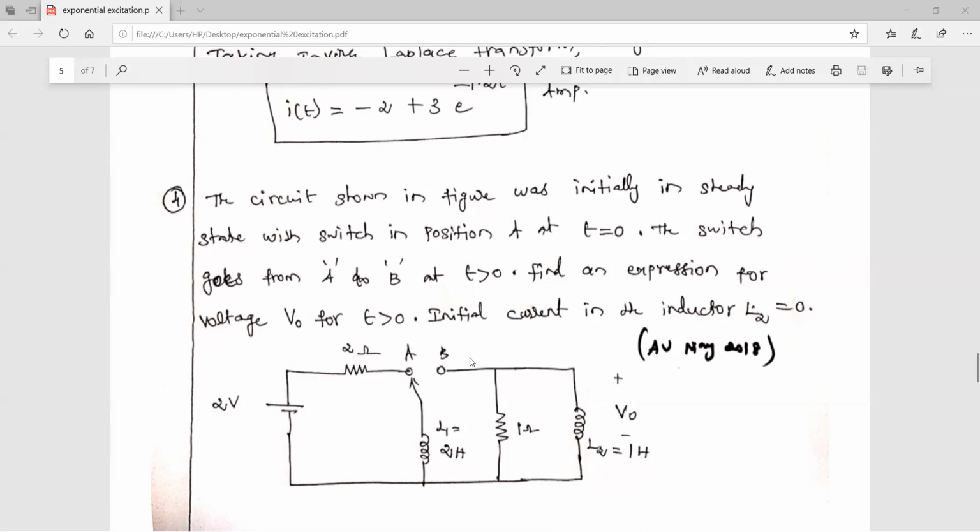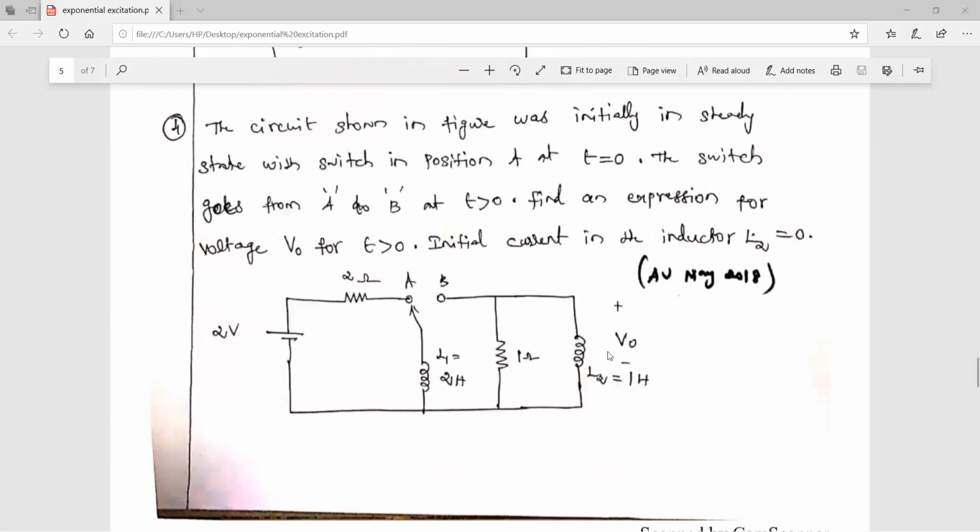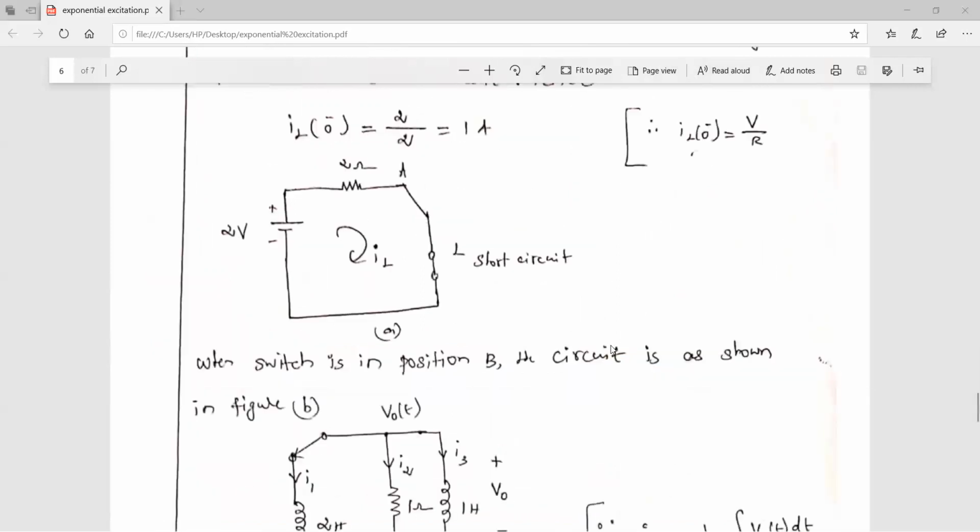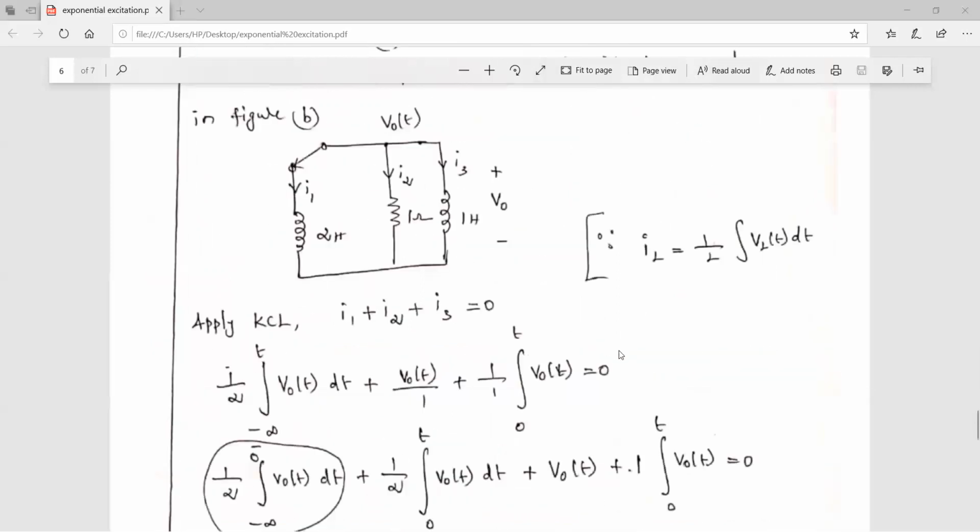Okay, at that time we have to find the voltage. Here, the current expression is not asked in the question. The question is to find out the voltage across the inductor. Okay, so that's why we have to solve in this method. Okay, so understand this problem.